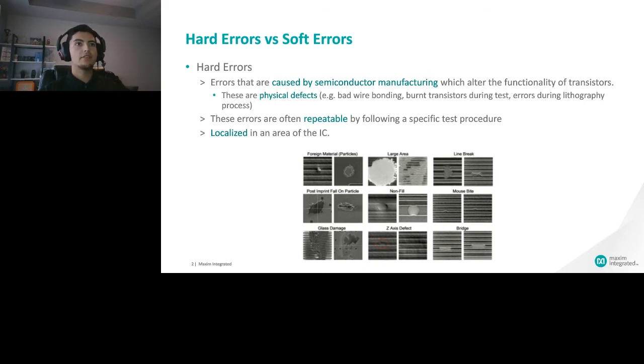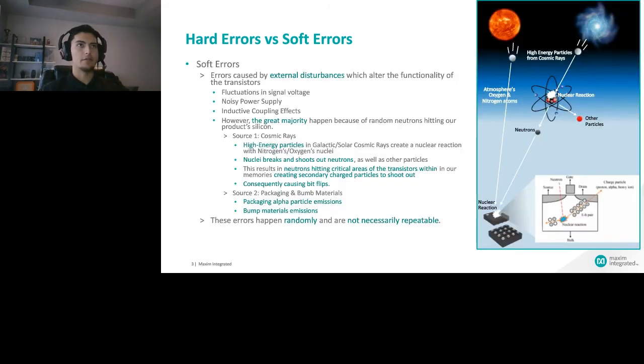Some of the things that are unique to this type of error is that, one, they're going to be repeatable errors. In other words, if you run the same test over and over, you're going to be able to catch that error, and it's going to be localized within a certain area of the IC, right? Because this is actually a physical error, which means it's maybe some flip-flop or some transistor that is malfunctioning.